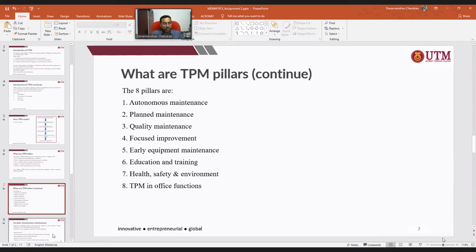So I will be explaining the first two pillars. Then it will be followed by Lydia to explain the third and fourth, followed by Junyong, and then finally.